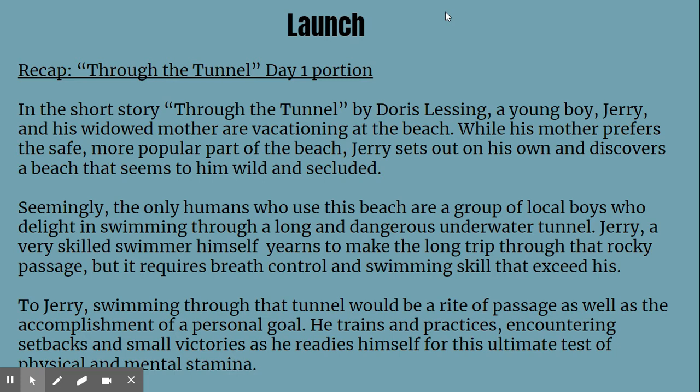Jerry, a very skilled swimmer himself, yearns to make the long trip through the rocky passage, but it requires breath control and swimming skill that exceeded his. To Jerry, swimming through that tunnel would be a rite of passage, as well as the accomplishment of a personal goal. He trains and practices, encountering setbacks and small victories as he readies himself for this ultimate test of physical and mental stamina.